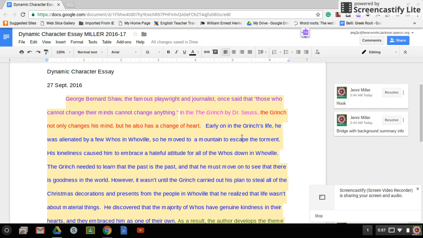Early on in the Grinch's life, he was alienated by a few Whos in Whoville, so he moved to a mountain to escape the torment. His loneliness caused him to embrace a hateful attitude for all of the Whos down in Whoville. The Grinch needed to learn that the past is the past, and that he must move on to see that there is goodness in the world.